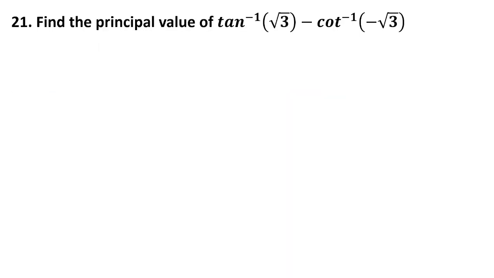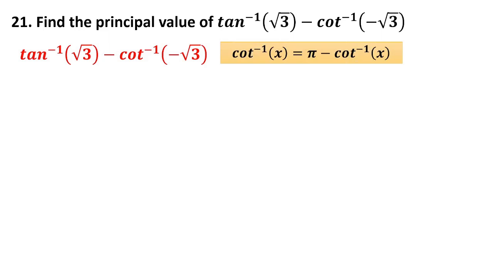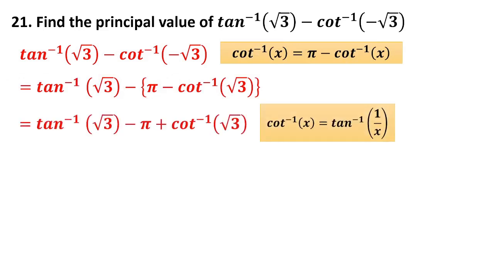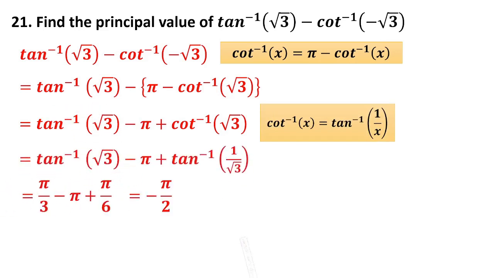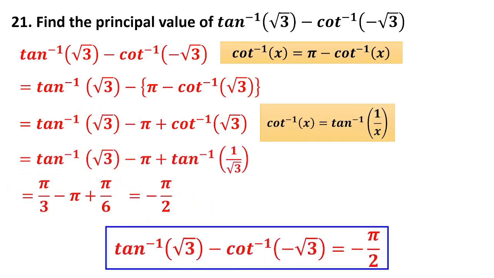Let us go to question number 21. You have to find the principal value of tan inverse root 3 minus cot inverse of minus root 3. Let us try to check that cot inverse of minus root 3. It is cot inverse of minus x formula is pi minus cot inverse x. Therefore, tan inverse of root 3 minus of pi minus cot inverse of root 3. I am just using that cot inverse x is tan inverse 1 by x. We are finding the final answer as minus pi by 2.